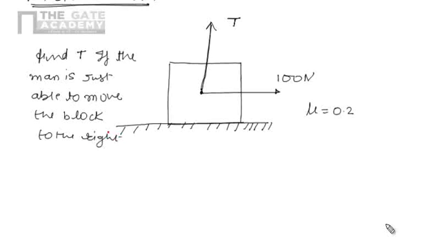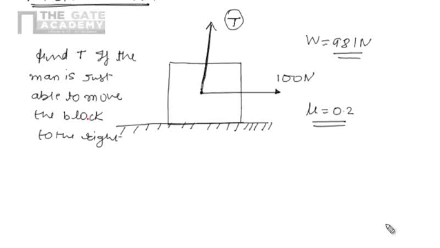Again I will repeat this question. There is a block whose weight is 981 Newton, resting on a rough horizontal surface. The coefficient of friction between the block and the surface is 0.2, and a vertical cable is attached to the block giving partial support. The man can pull horizontally with a force of 100 Newton. We have to find the value of T if the man is just able to move the block to the right. Just able to move means the body is in limiting equilibrium.